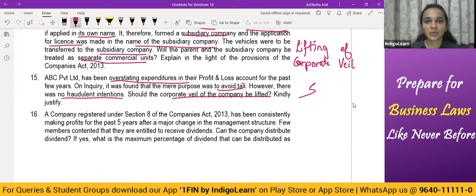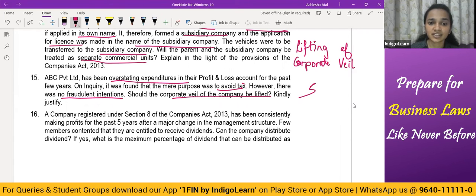So here, how do you write this answer? You first have to mention what are the situations wherein the corporate veil of the company will be lifted, and then finally give your conclusion stating that though the company did not have any fraudulent intention, they did this act of overstating expenditures, overstating expenses in order to avoid taxes, as a result of which the corporate veil of the company should be lifted in the given situation. Let's move on to the next one.